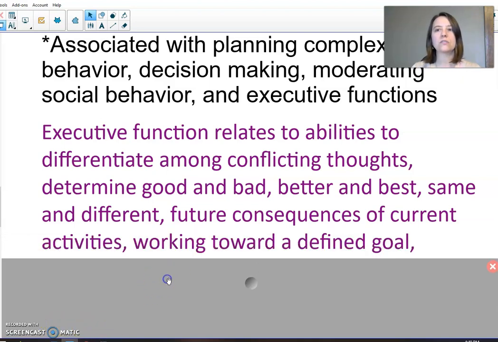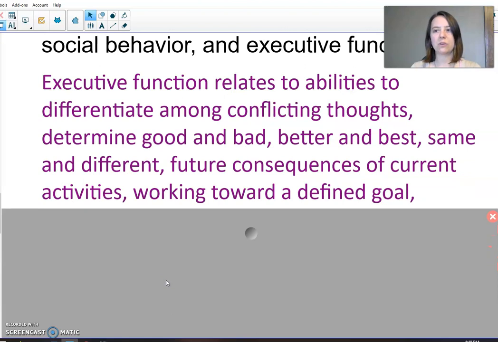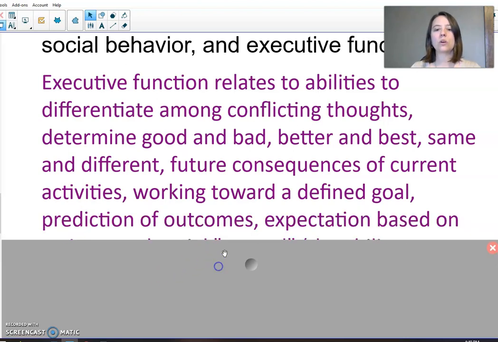The future consequences of current activities. So for example, you could say, well, if I don't do any of my homework, what will be the future consequence of that? And that would be using your prefrontal cortex of the frontal lobe, and that would be an executive function. So perhaps you are working towards a defined goal. So maybe you said, I would like to be better at shooting free throws. So maybe I'm going to work on free throw shooting for 15 minutes a day. That's working towards a defined goal.